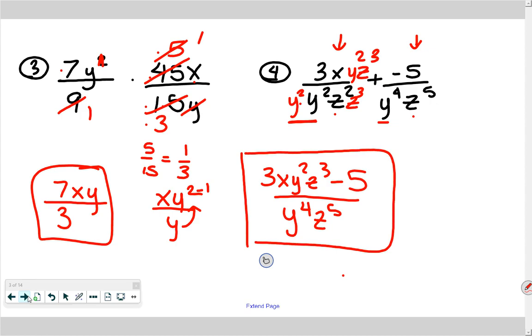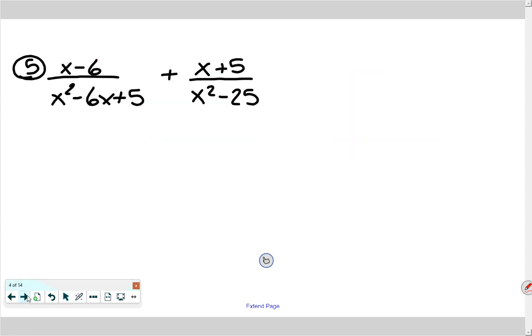Okay, next one. We've got factoring again. So I need to break this guy down and this guy down. It's adding fractions, so I need to get a common denominator, but I have to break them down first. I'm going to have my 2 parentheses. This ends in a plus, so it means the signs are the same. Same what? This answers my question. So they're both going to be negatives.